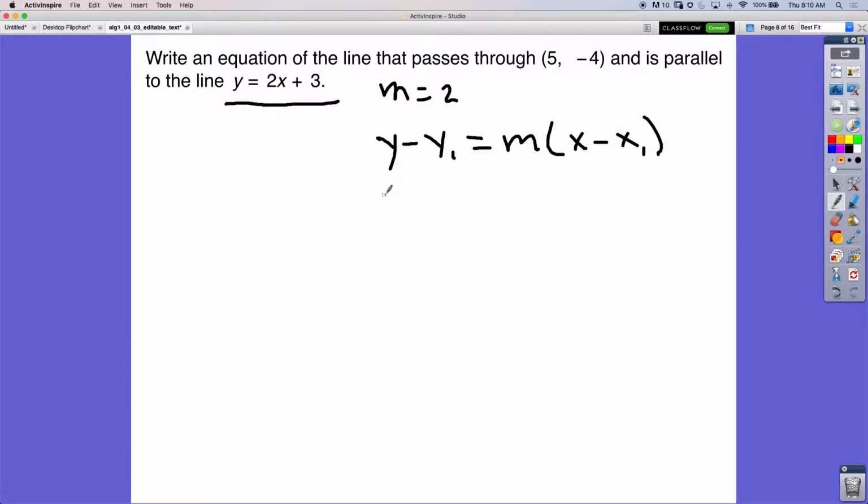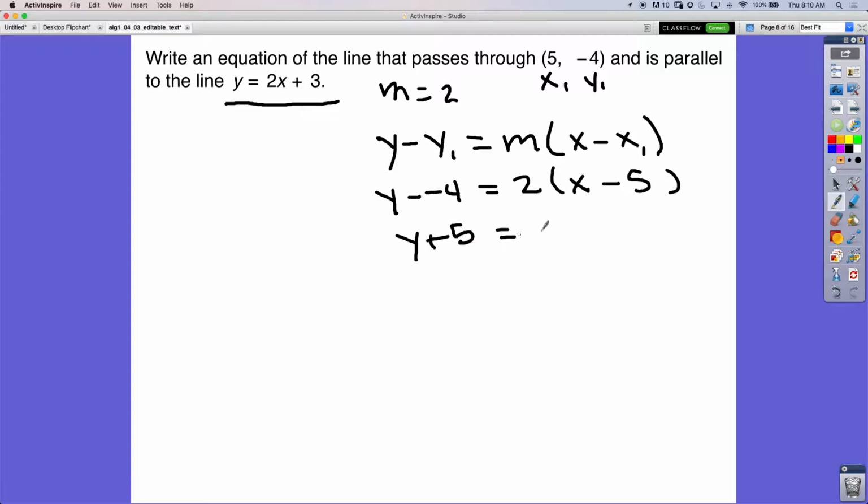Okay, now let's plug it in. Go ahead. This is x. Okay, so y minus negative 4, good, equals, what's the slope? 2 times x minus 5. Now we're going to clean this up. y plus 4 equals 2x minus 10. I'm going to distribute that. Subtract 4 from both sides.